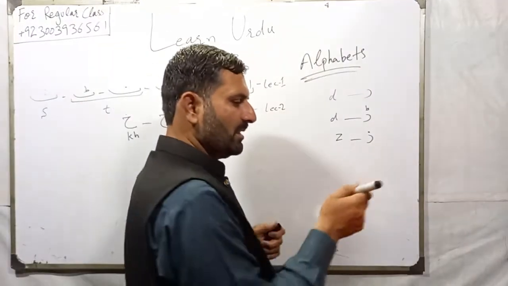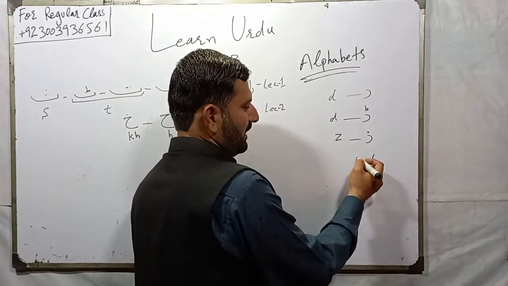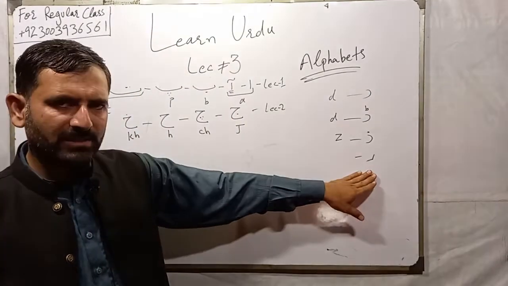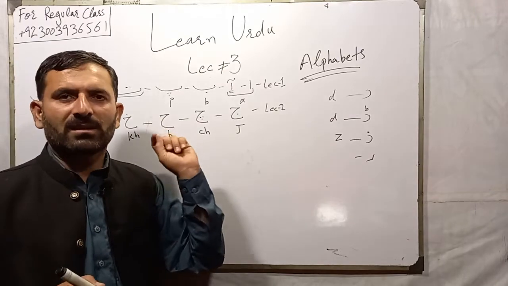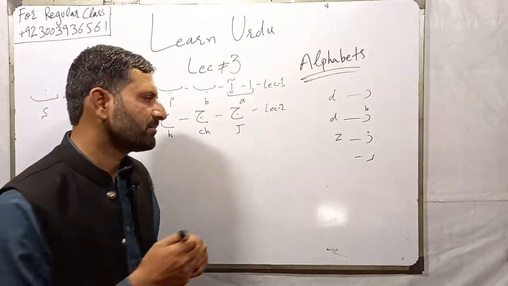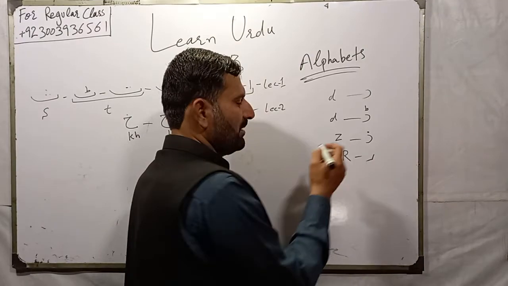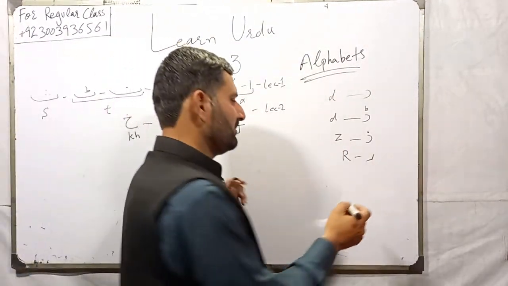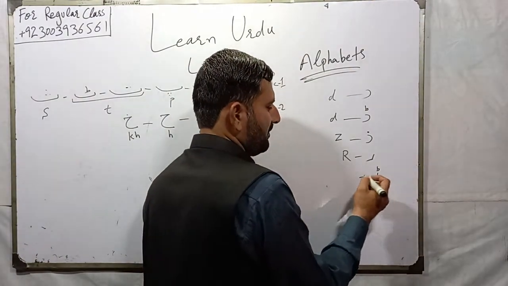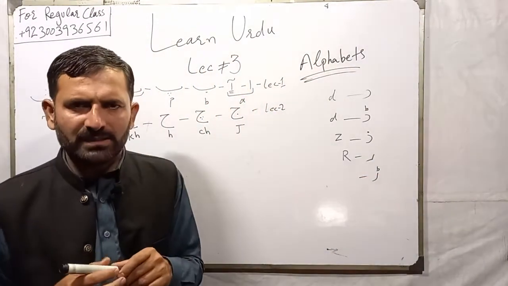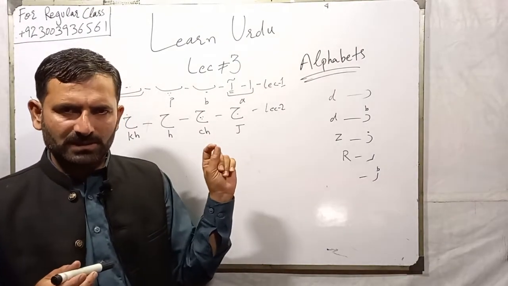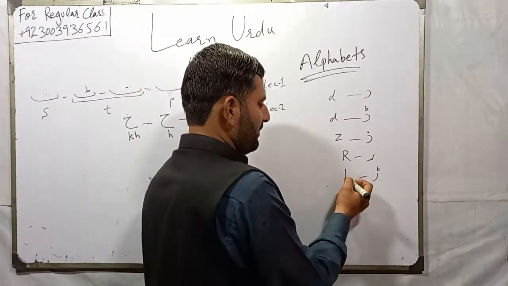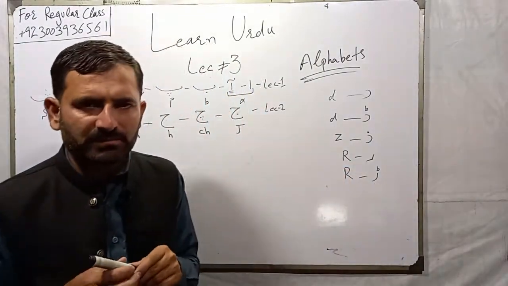The next one is Re, Ra. In Urdu, its name is Re. Its sound is Ra, Ra. And in English, pronounce it just like R. Ade, Ada. In English, Roman, we write R for it also. Ade, Ra.